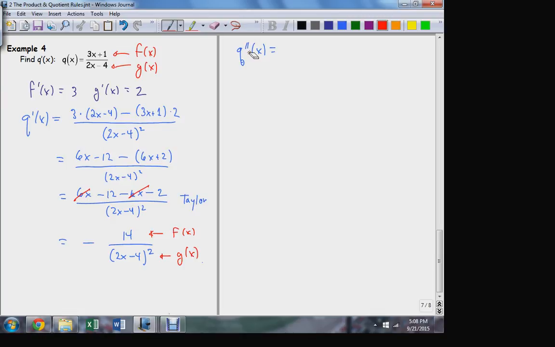So in order to take this a step further, now I need the derivatives of these two things. So I'm calling f of x 14. So here I'm about to do the second derivative. F of x is going to be 14. What's the derivative of f? 0. Okay, that's good. That's going to at least make one of my terms vanish. G of x is the square. What's the derivative of g?